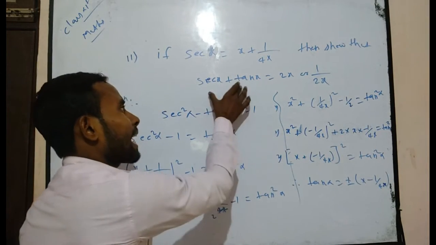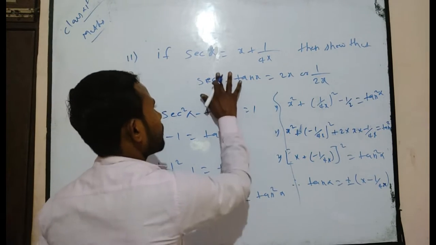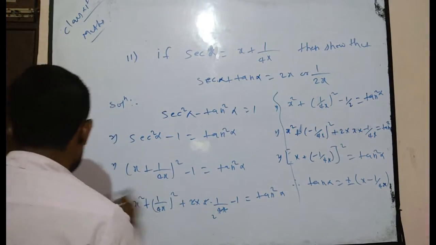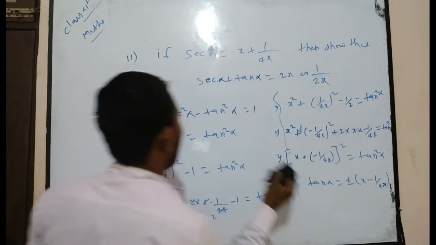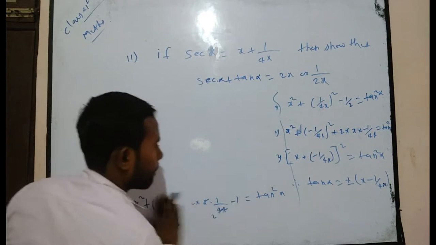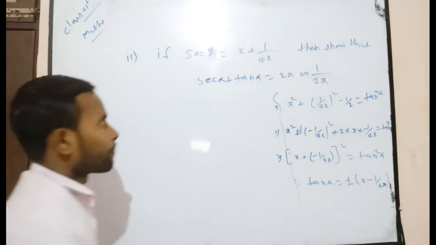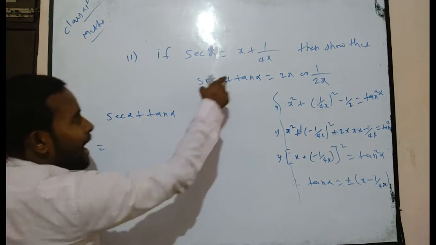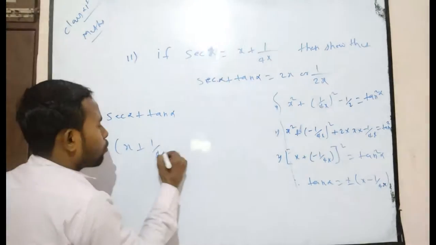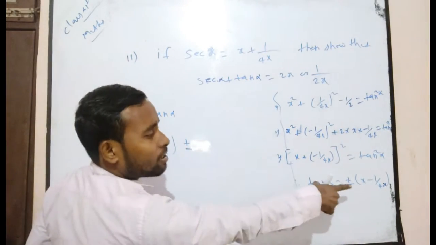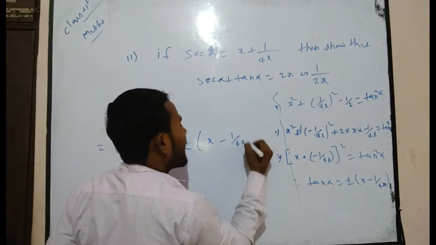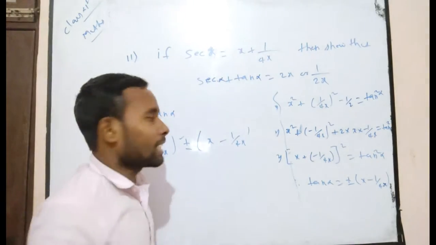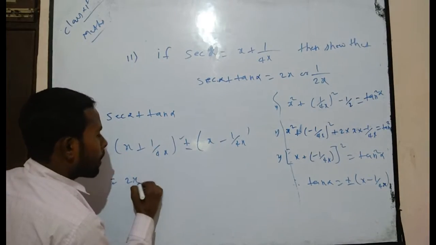Now you have to find sec alpha plus tan alpha is equal to 2x or 1 upon x. Now you have to add sec alpha plus tan alpha. That is, you can write it as sec alpha plus tan alpha is equal to x plus 1 upon 4x, plus minus x minus 1 upon 4x. If you consider firstly plus, then you get 1 upon 4x and minus 1 upon 4x will be cancelled. Then you write x plus x will be 2x.